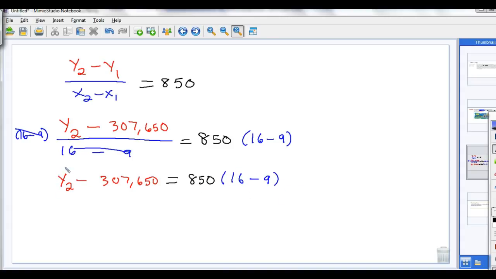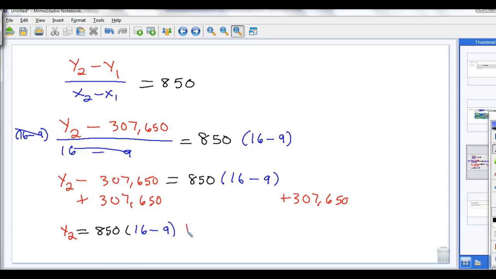Now if I want to solve for this y2, I have y2 minus this number equals this. So how do I get rid of minus 307,650? I get rid of it by adding 307,650, and I'm going to add 307,650 to both sides. So I end up with y2 equals 850 times 16 minus 9, and then I'm going to add 307,650. And there we go. This is all just one number.